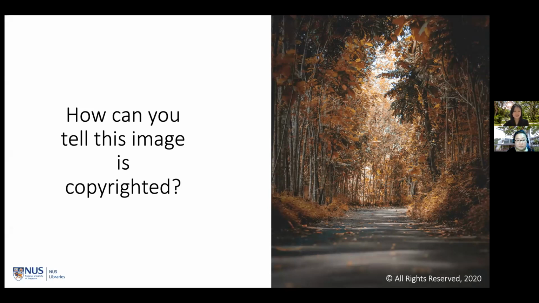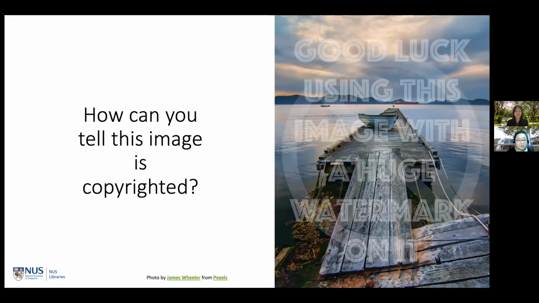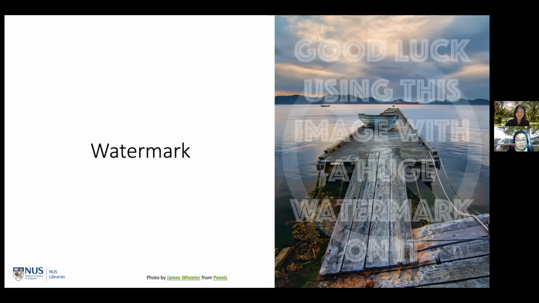Okay, so the answer is, there is a copyright notice in the bottom right-hand corner. It says there, copyright symbol, all rights reserved, 2020. Sometimes it will even say who owns that image. So sometimes they will put the copyright and then the name and then all rights reserved. And if you want to use that image, you can ask the owner for permission. Okay, on to the next photo. How can you tell that this image is copyrighted? This one is kind of a no-brainer because there is a huge watermark on the image.